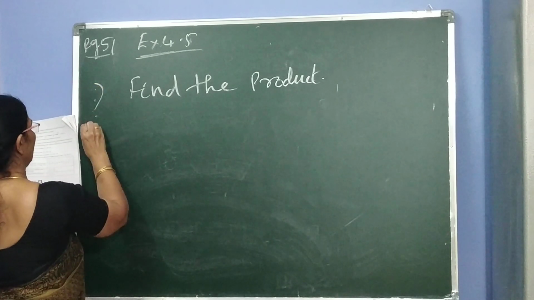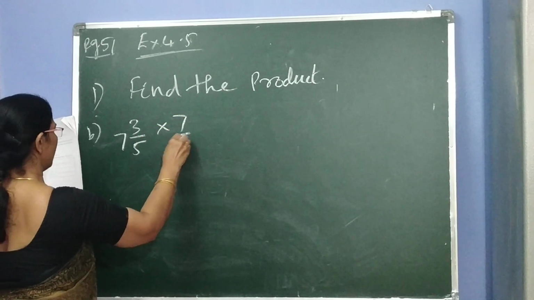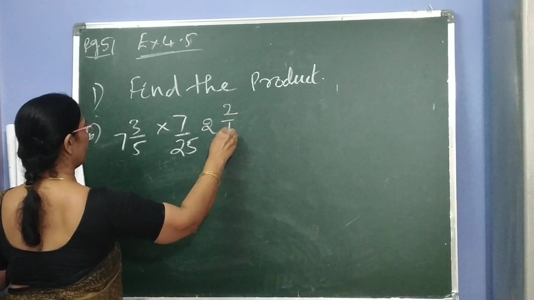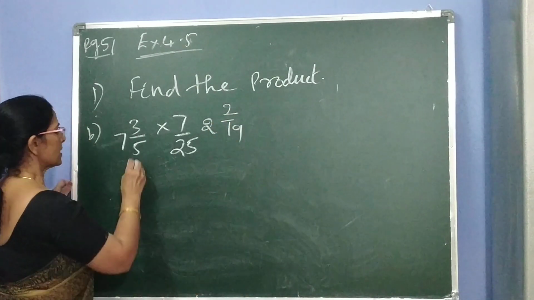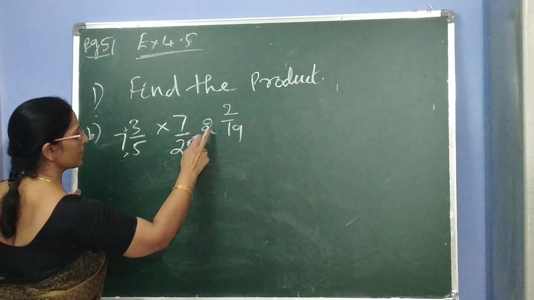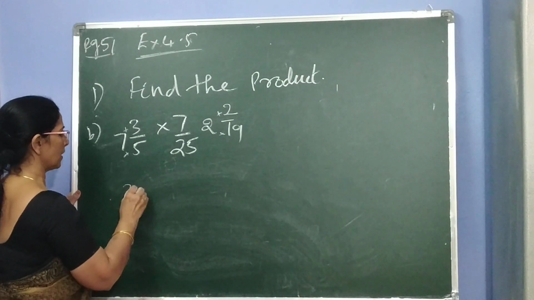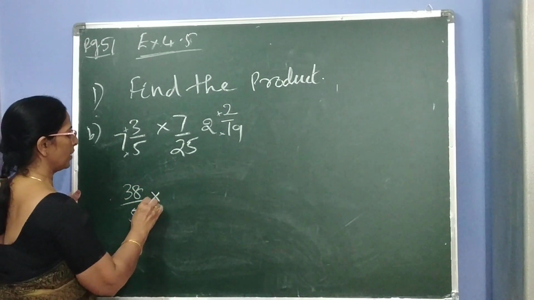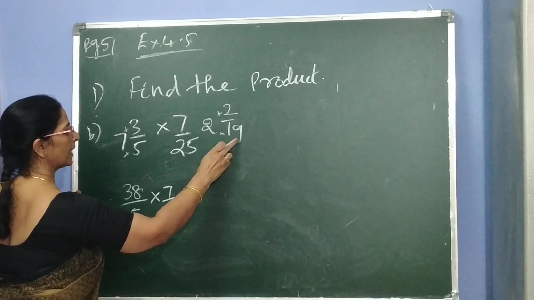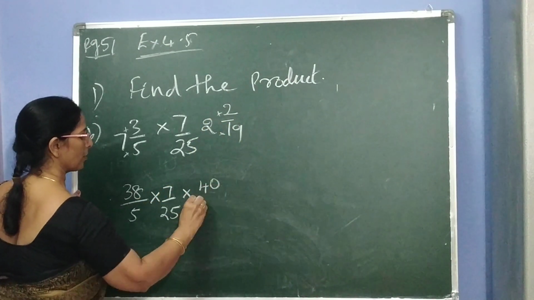See B1. 7 3 by 5 into 7 by 25 into 2 by 19. Here 7 into 5 plus 3; the second one is a proper fraction. 7 5s are 35. 35 plus 3 is 38 by 5 into 7 by 25 into 19 twos are 38. 38 plus 2 is 40 by 19.